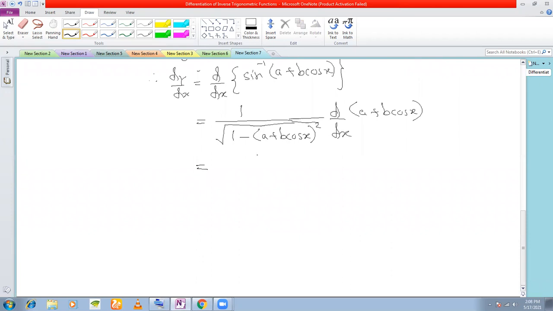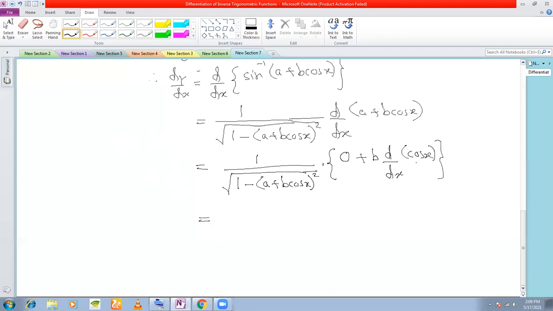So now this becomes 1 by root over 1 minus (a plus b cos x) whole square, into, now when you're differentiating this, d/dx of a will be 0, plus b you can take out of the differentiation to get b d/dx of cos x. d/dx of cos x is minus sin x. The answer will be minus b sin x by root under 1 minus (a plus b cos x) whole square. Okay, so that is what your answer is.